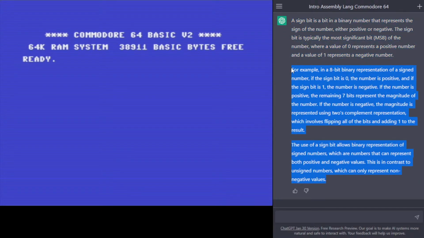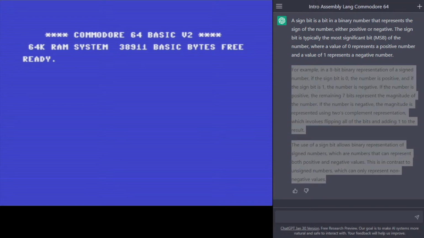For example, in an 8-bit binary representation of a signed number, if the sign bit is 0, the number is positive, and if the sign bit is 1, the number is negative. If the number is positive, the remaining 7 bits represent the magnitude of the number. If the number is negative, the magnitude is represented using 2's complement representation, which involves flipping all of the bits and adding 1 to the result.